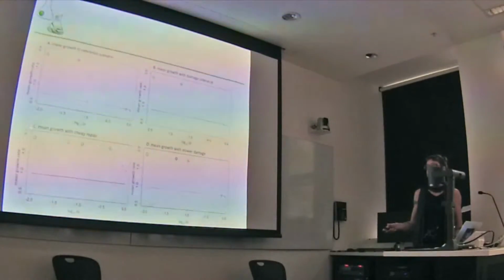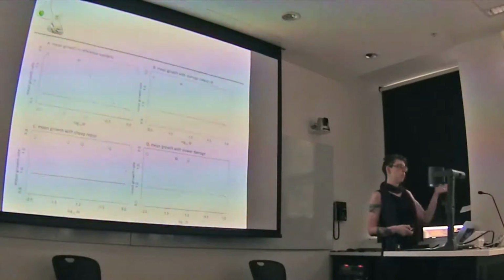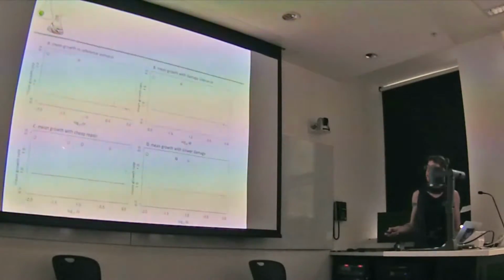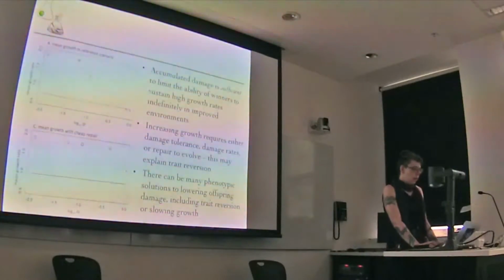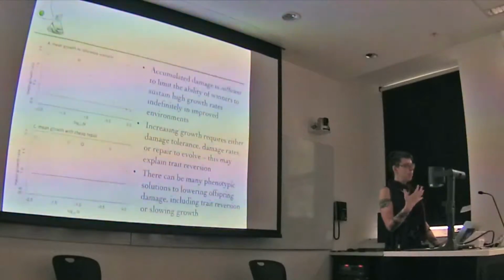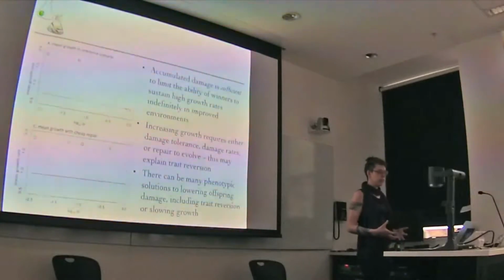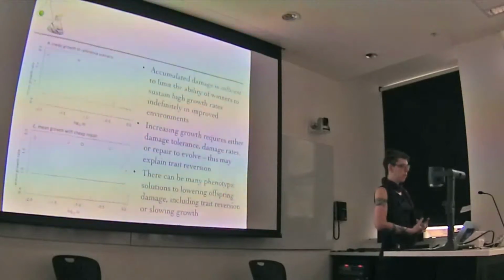If you can make repair cheap, and that may be possible if there are more resources in the environment, you may be able to devote more to repair without taking anything away from growth. So that's cheap repair. And then you can slow damage. So that's the idea that in a permissive environment, damage is less important. Anyway, the take home from that experiment was that this idea of accumulated damage is certainly sufficient to limit the ability of winners to sustain high growth rates indefinitely in improved environments.